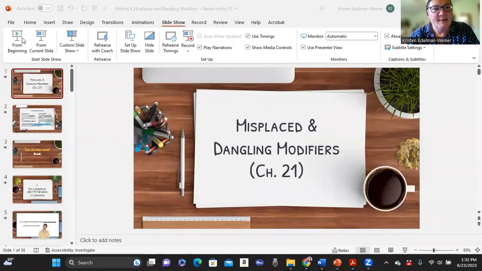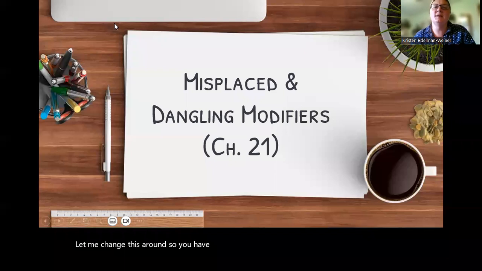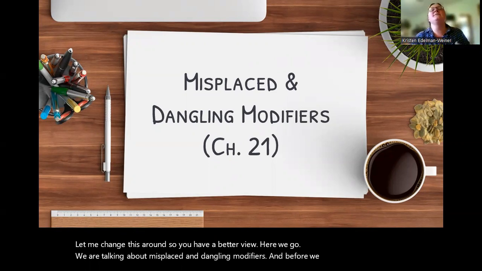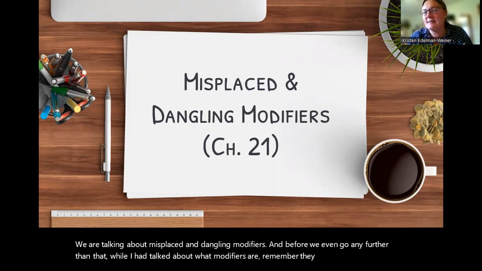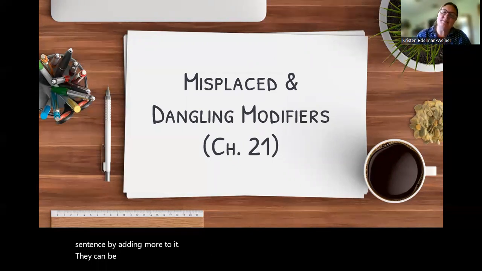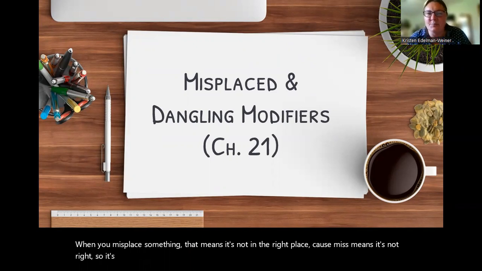Okay, going back from the very beginning. Let me change this around so you have a better view. Here we go. We are talking about misplaced and dangling modifiers. And before we go any further, remember that modifiers change or enhance the sentence by adding more to it. They can be misplaced or dangling. When you misplace something, that means it's not in the right place, because mis means not, right? So it's not in the right place in the sentence.